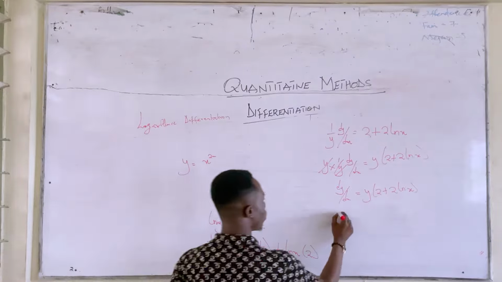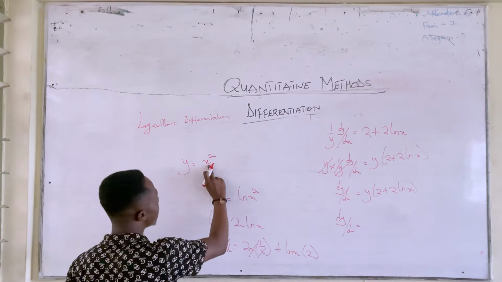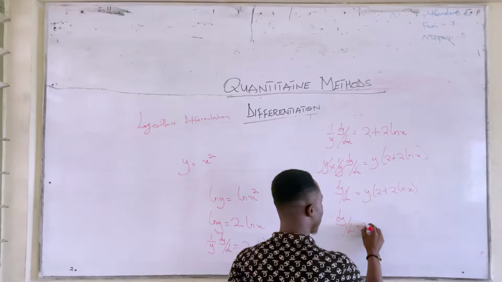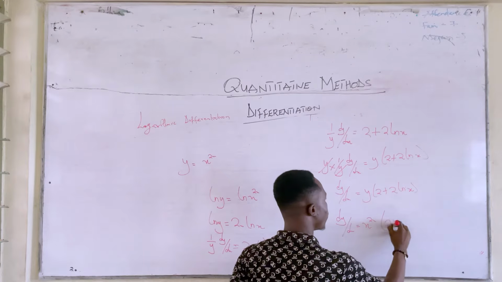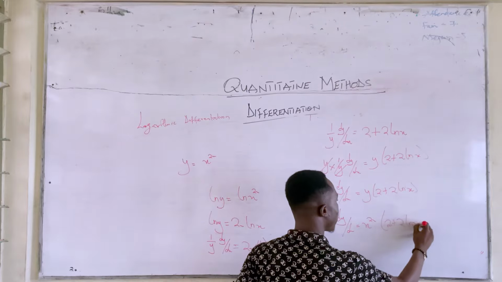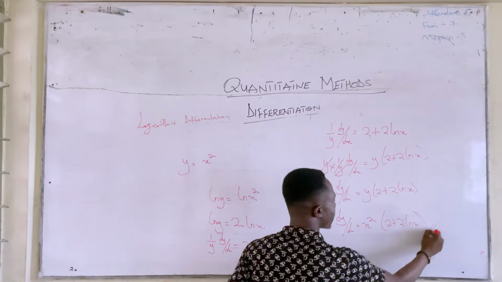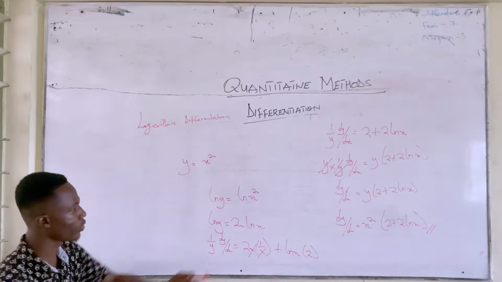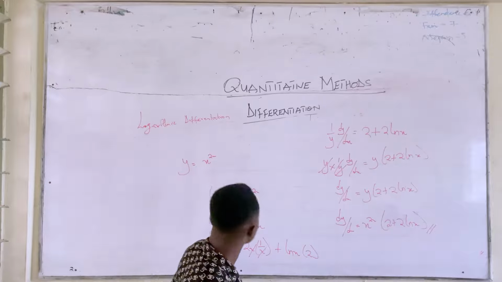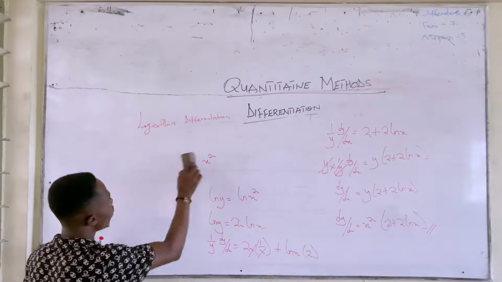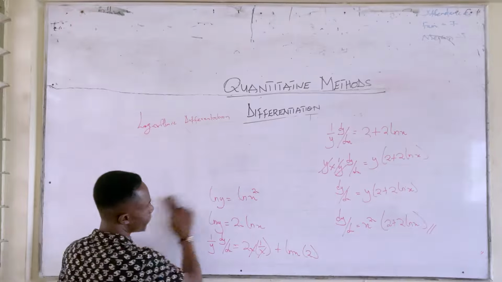Okay, so we have dy/dx equal to x exponent 2x, then you bring your bracket, 2 plus 2 ln x. You are good to go. So there is the final answer. When you get here, you can tell yourself you are done. Okay, yes. So that is it for logarithmic differentiation.